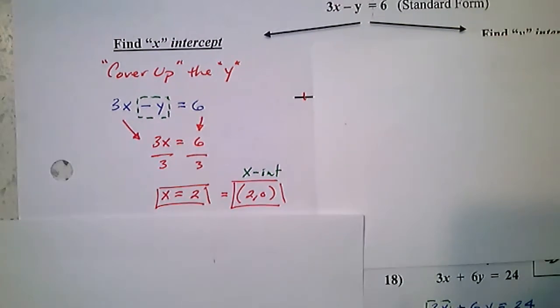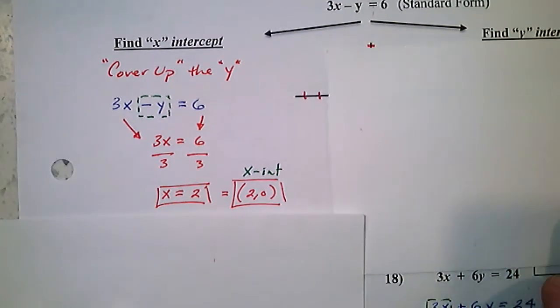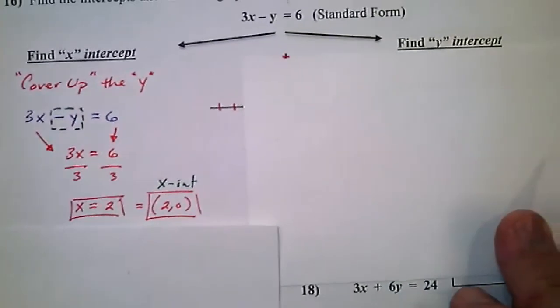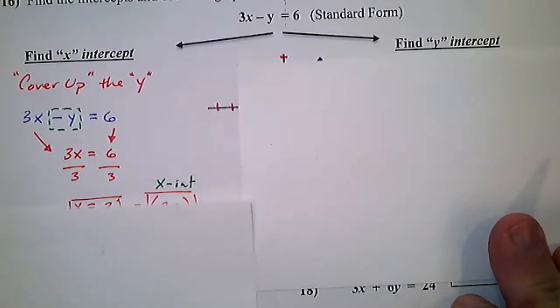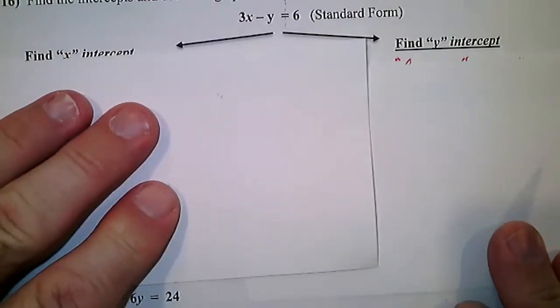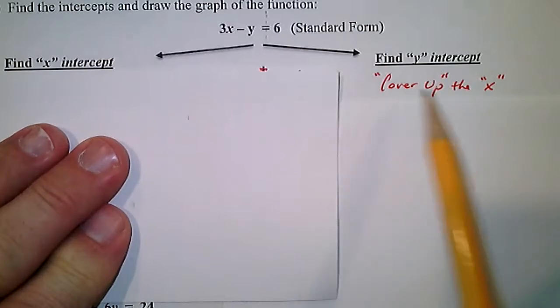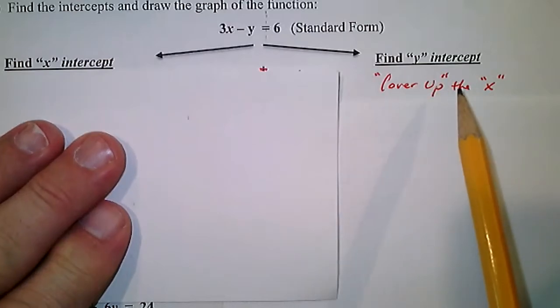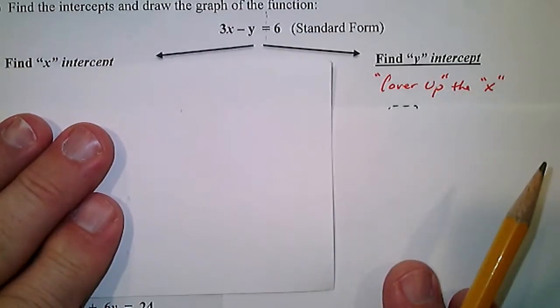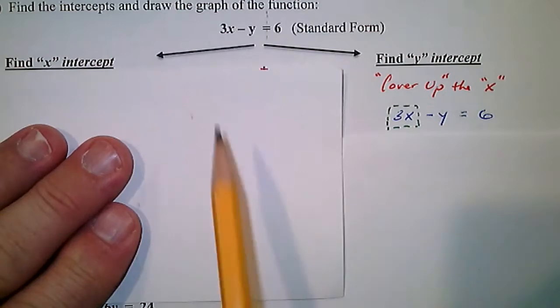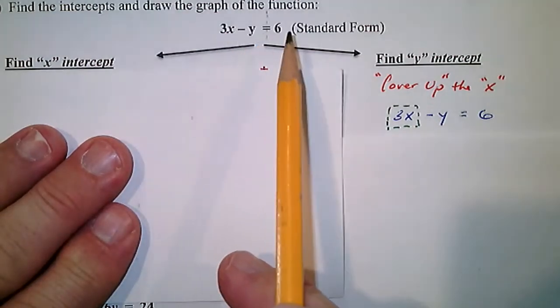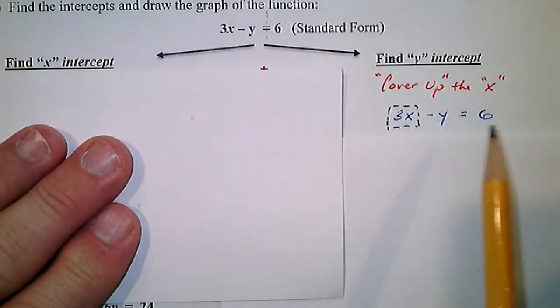Now let's move over to the next one, and let me cover up our graph here for a second. If I want to find my y-intercept, then I want to cover up the x. Here's my equation: 3x minus y is equal to 6.